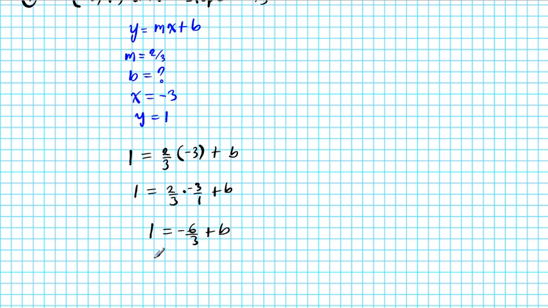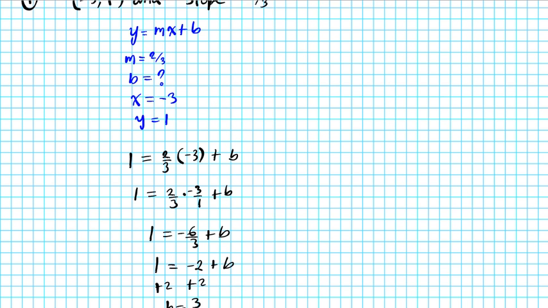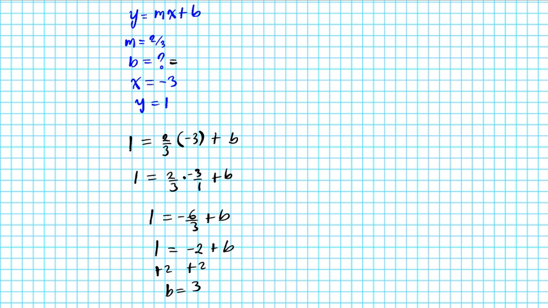What is -6 divided by 3? This is simply -2. Just divide the top and bottom by 3. So -2 plus b. Add 2 to both sides, and then you have b equals 3. Alright, so I now know what b is. So with that information, I can find the equation of my line.